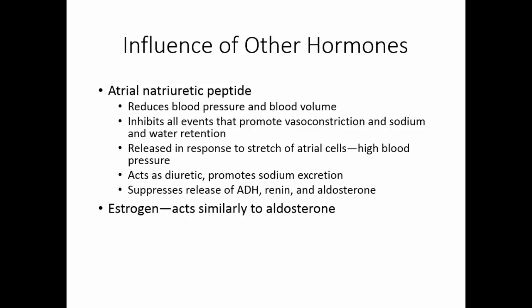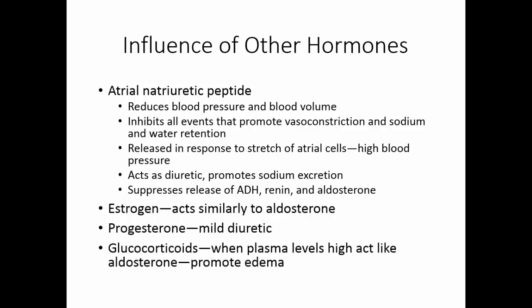Estrogens can act similarly to aldosterone, causing some water retention. Progesterone is a mild diuretic, causing some loss of fluid. Estrogen and progesterone are balanced during the menstrual cycle. Estrogen at the beginning of the cycle is relatively high. Progesterone peaks toward the end of the cycle. Most women experience some water retention and then lose that water as the result of the estrogen-progesterone fluctuations. When there are high levels of glucocorticoids, this can promote edema. High levels of glucocorticoids can act a lot like aldosterone.